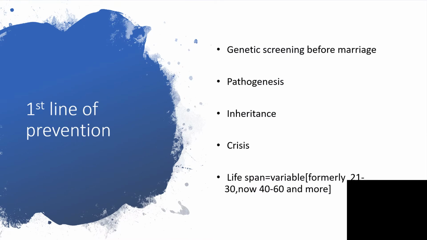Okay, the first line, like I've just said in my introductory section, is prevention from the beginning. Genetic screening before marriage is very, very wise. And when the genotype is done and you know that you are having AS or SC and your partner is also having AS or SC or S whatever, then you know what to do.